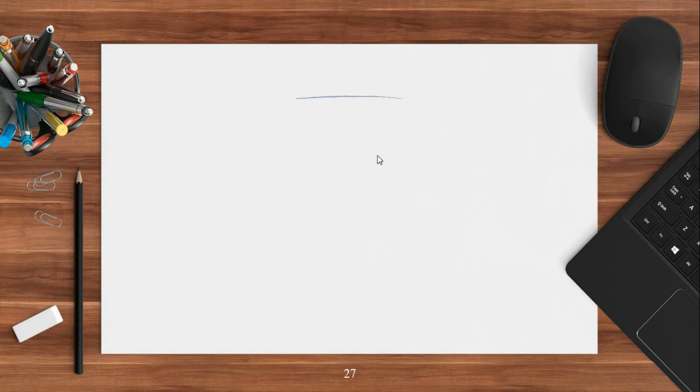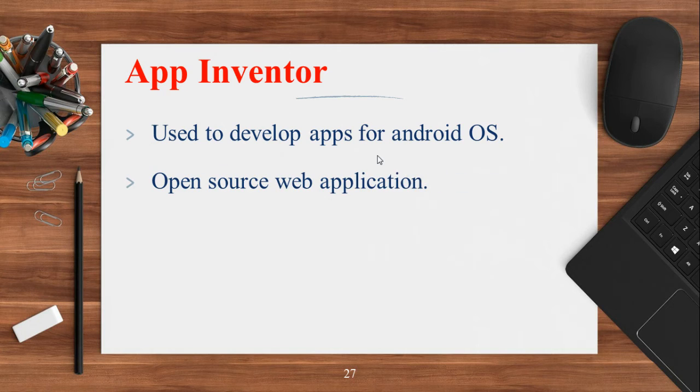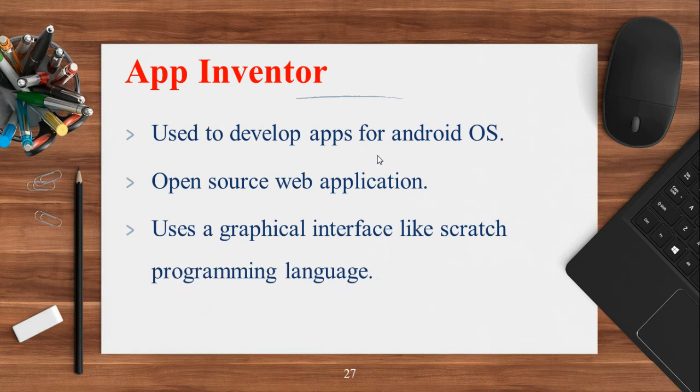So now we are going to see App Inventor. What is App Inventor? It is used to develop apps for the Android operating system. Obviously, you can access it from any browser. It is an open source web application, and it uses a graphical interface as I said, like the Scratch programming language, with drag and drop components. This is all about App Inventor.